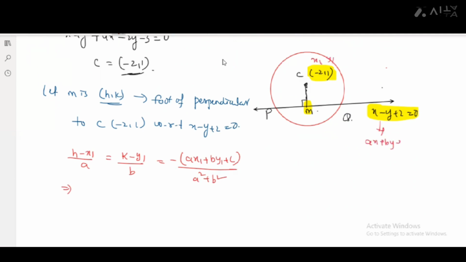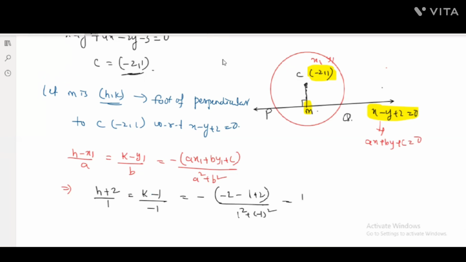Comparing with ax plus by plus c is equal to 0 and substituting the values here: (h minus of minus 2) by 1 is equal to (k minus 1) by minus 1 is equal to minus of (minus 2 minus 1 plus 2) by (1 square plus minus 1 whole square). So this will give 1 by 2, since minus 2 plus 2 gets cancelled. We will get 1 by 2.